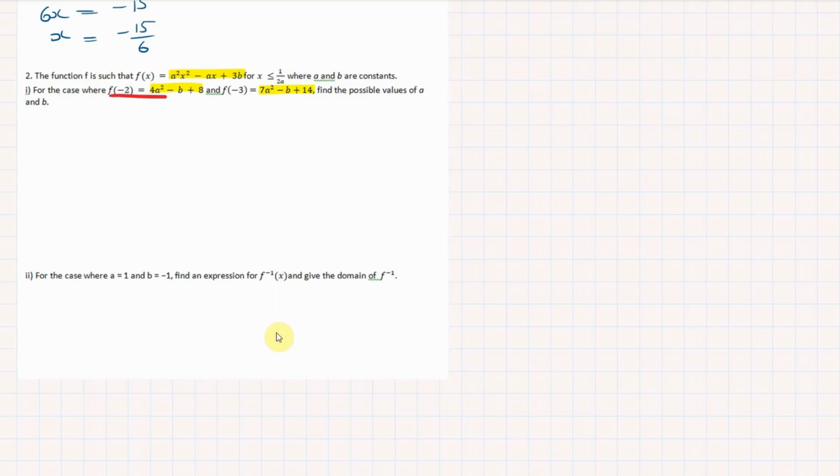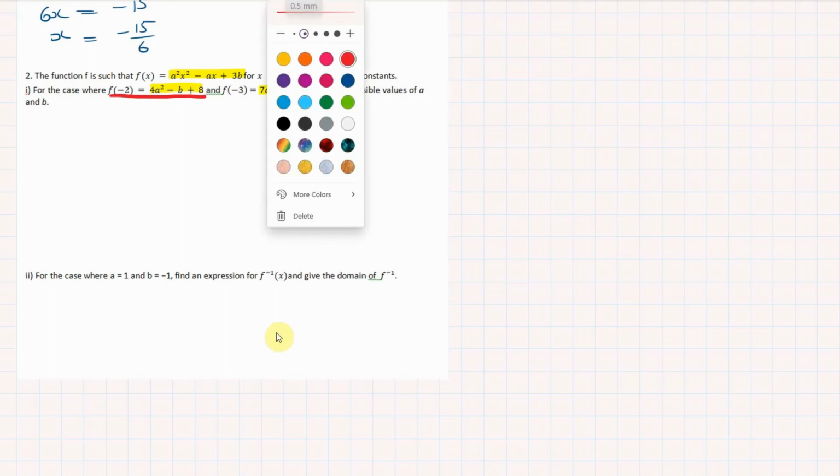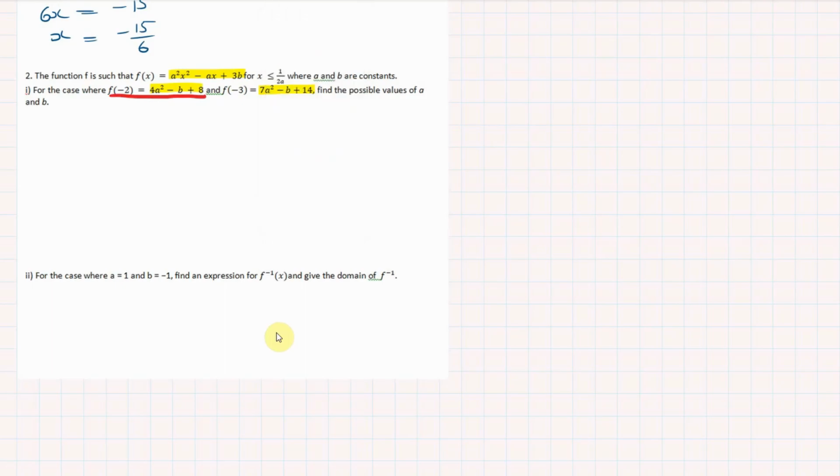We're going to do this bit here first. With that bit, I'm going to put minus 2 into my x values first. So I'm going to get a squared, and then minus 2 for x values. Minus 2 times minus 2 is positive 4, so it'll be 4a squared. And then I'm going to put it in here. So it's minus a times minus 2, which is positive 2a.